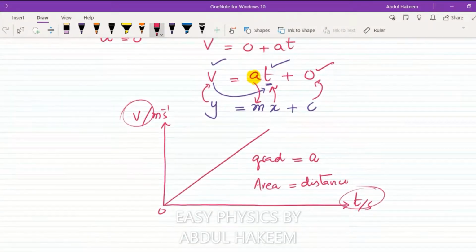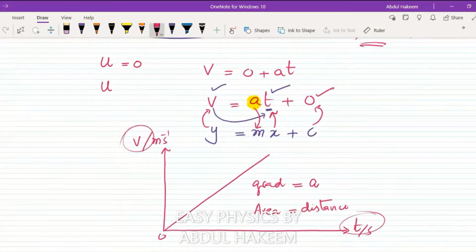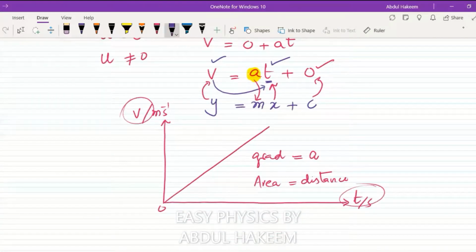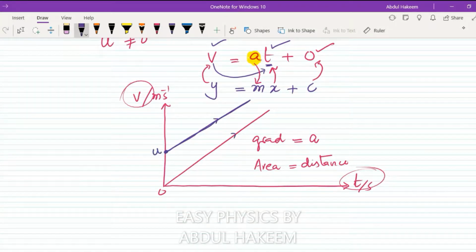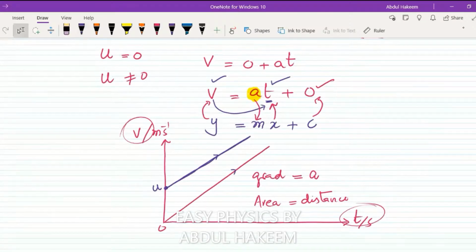But if the initial speed is not 0, then we will draw another line with a non-zero y-intercept. We will draw a line parallel to the previous one. This y-intercept will give you the initial speed. Both lines will be parallel if the acceleration is the same. So this is the graph for the first equation of kinematics.